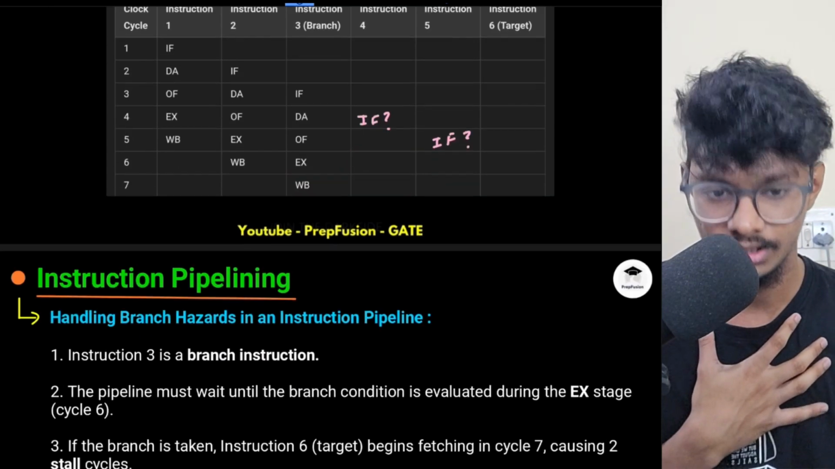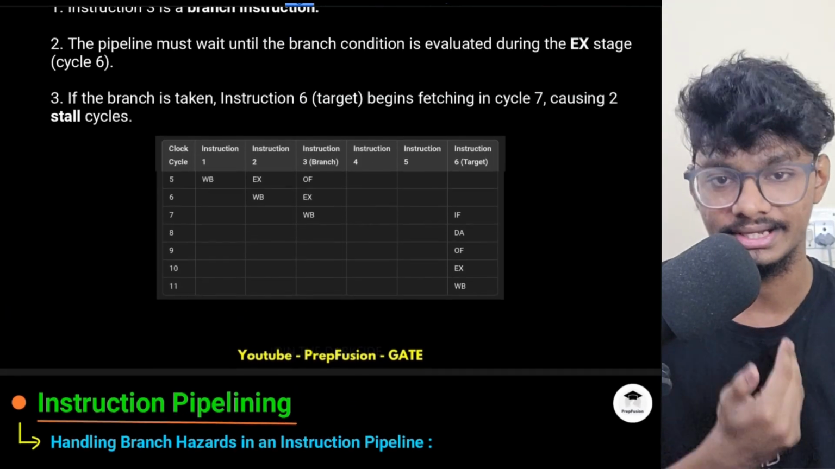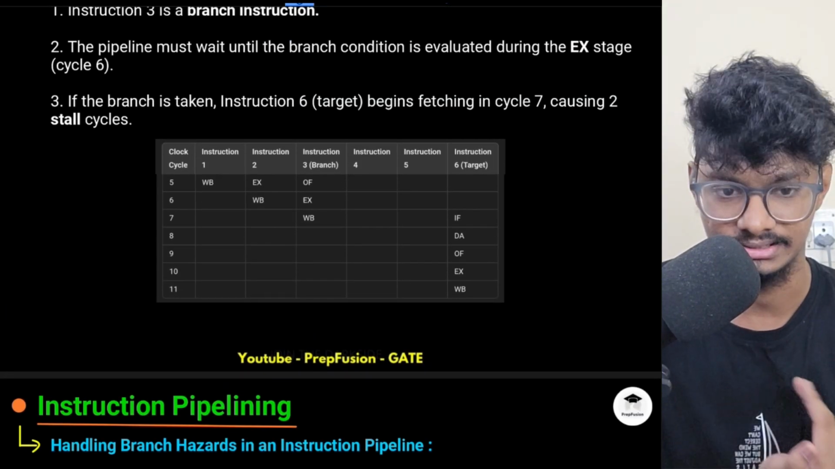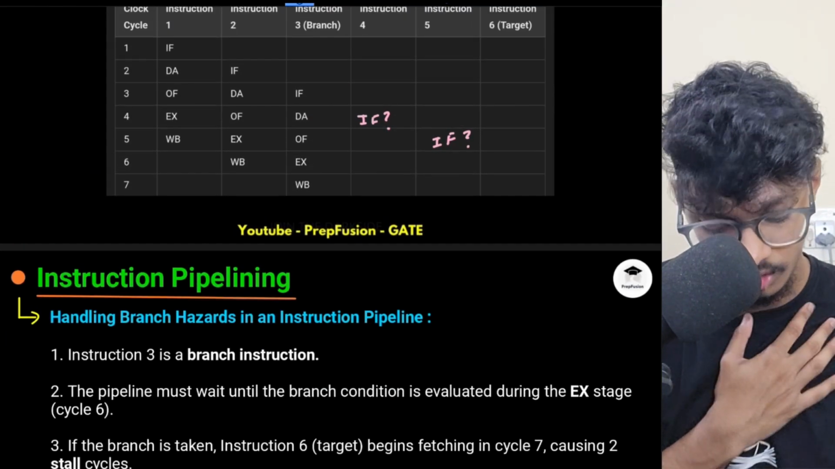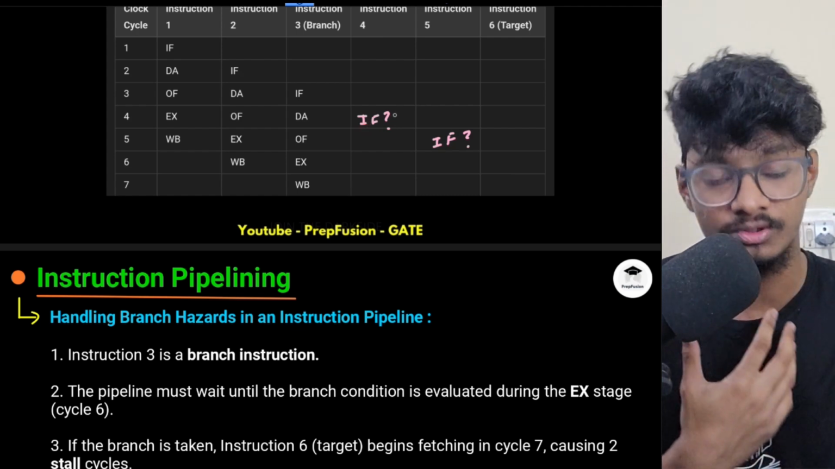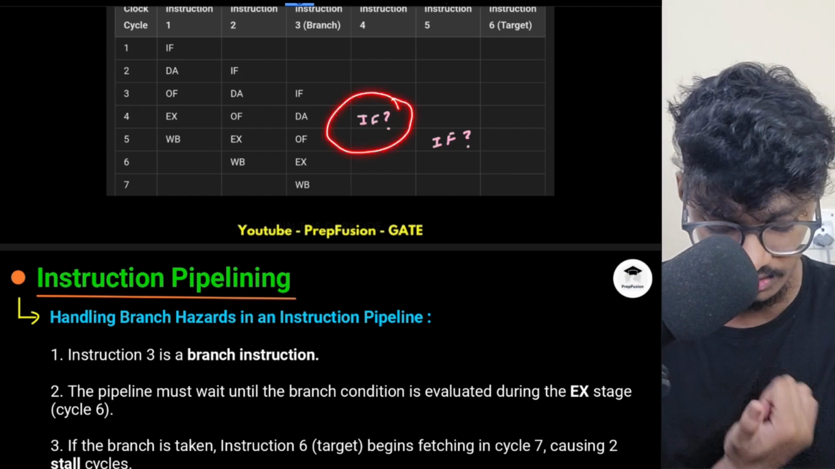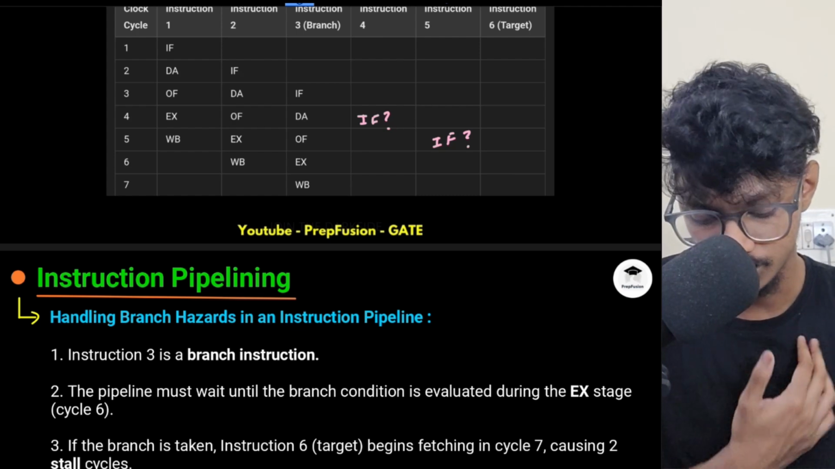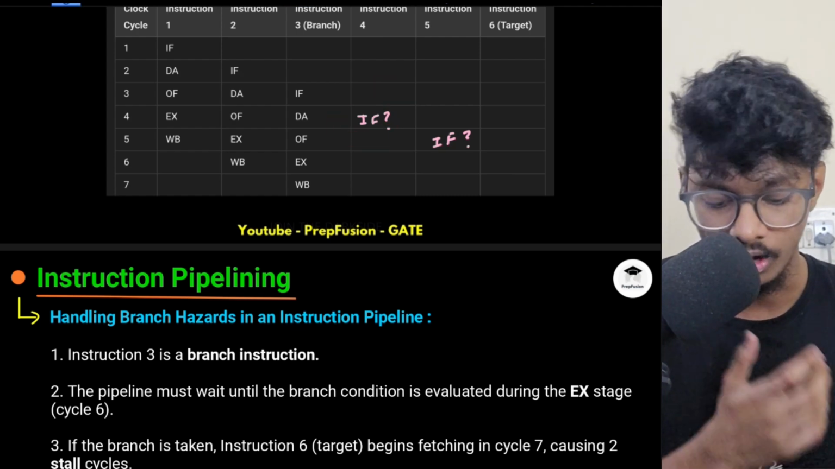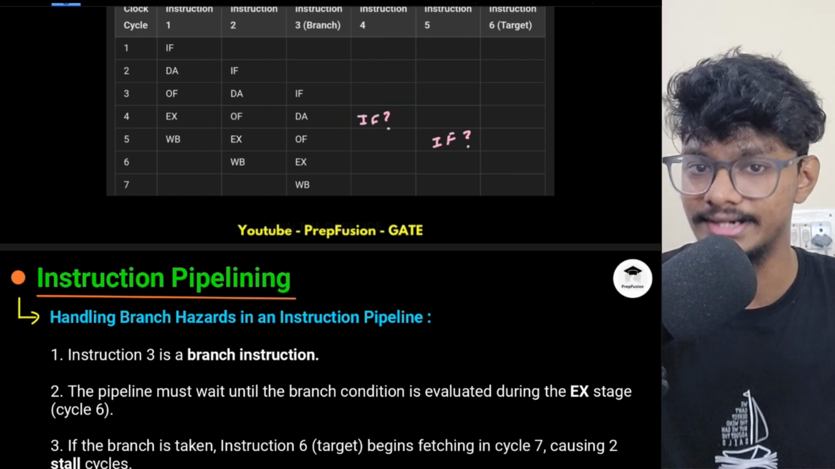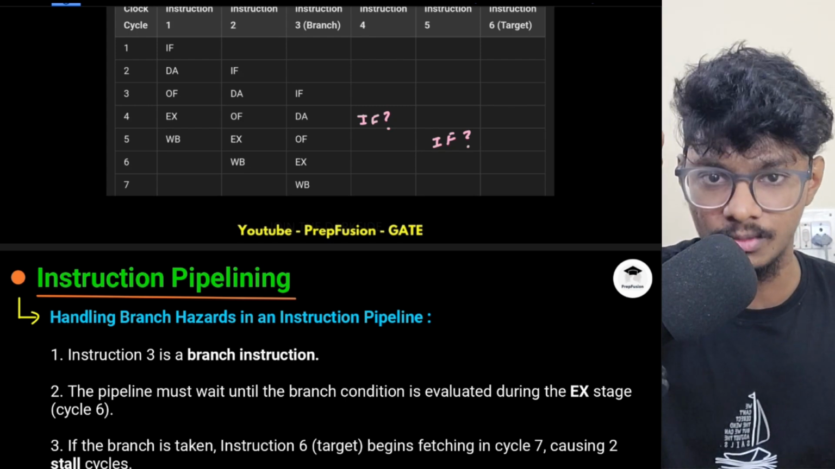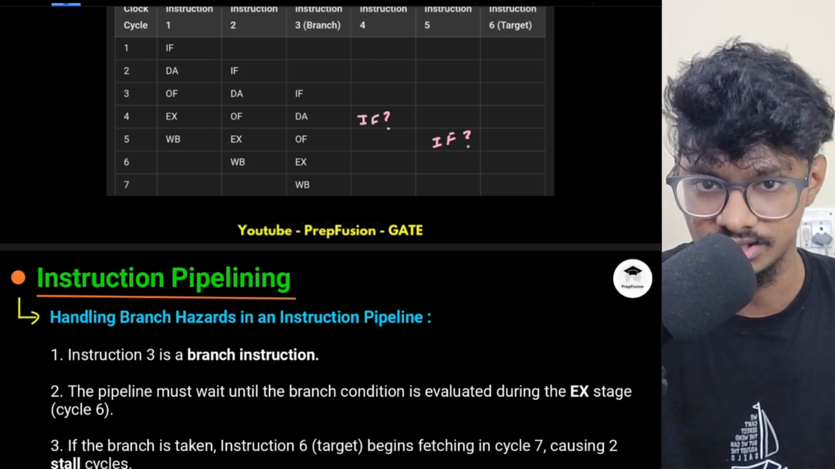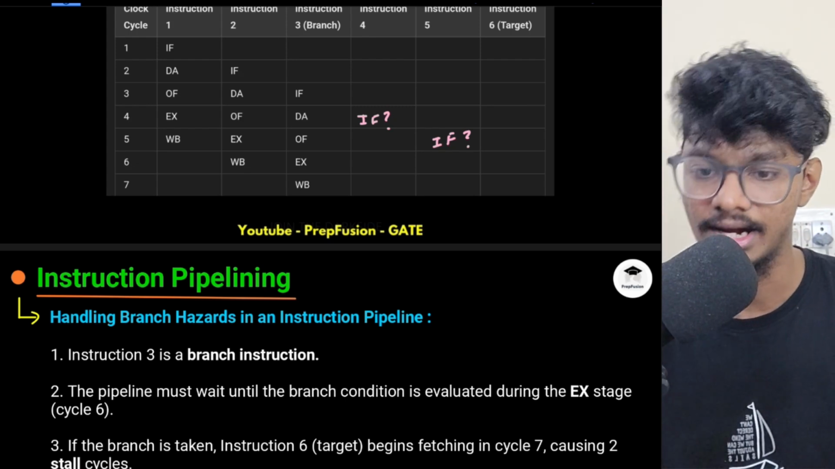I have to put stall cycles here. It is known as stall cycles. How many stall cycles do I have to put? I was supposed to do instruction fetch in this particular cycle, cycle 4, for instruction 4, but I'm not able to. So I will put a stall cycle here. Stall cycle meaning no operation. It is not doing anything. That particular person A is simply idle.